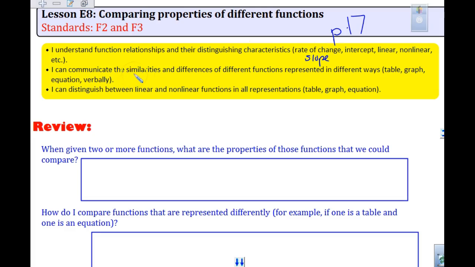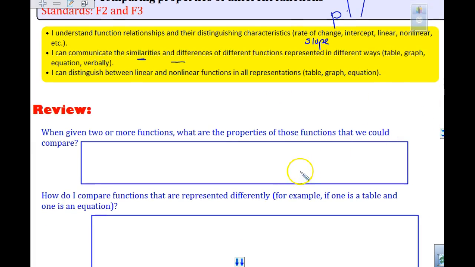Be able to communicate similarities and differences of different functions, in that when we compare a table and a graph, or a graph and an equation, or a story verbally to an equation, or a verbal story to a table, you can still pick out slope, y-intercept, and whether it's linear or not. And then being able to still distinguish between linear and nonlinear.